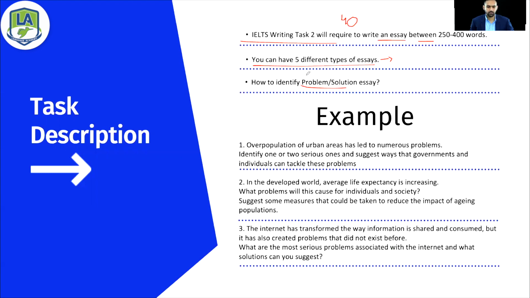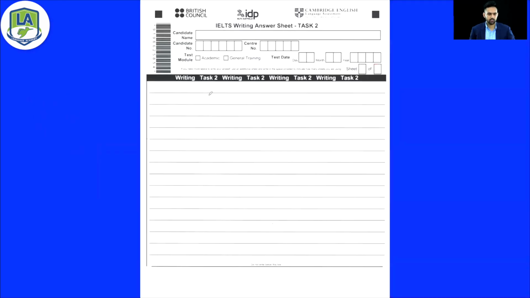How do you identify that this particular thing is a problem solution essay? You will have essay prompts like this or topics like this. Identify 1 or 2 serious problems and suggest the ways, means suggest the solutions. Suggest some measures. Measures are solutions, and then problems. What are the most serious problems associated with the internet and what solutions can you suggest? So whenever you've got words like problems and measures, problems and resolutions, problems and solutions, you have to make sure you follow the structure of problem and solution essay. This is how your answer sheet is going to look like if you're taking the paper-based test.